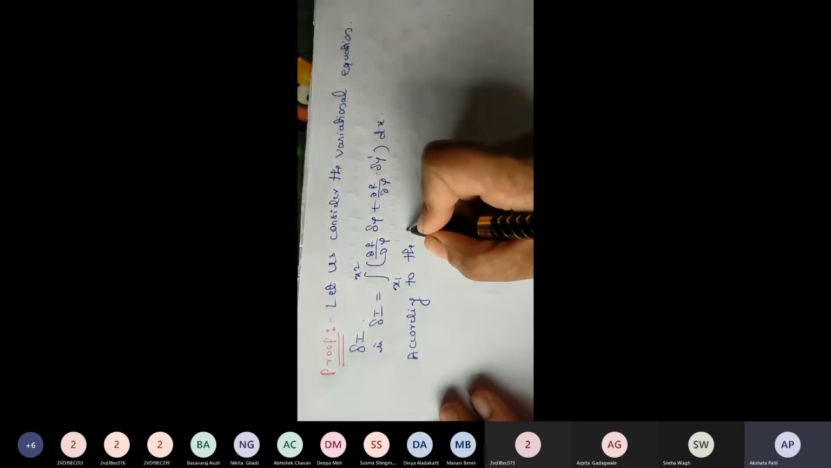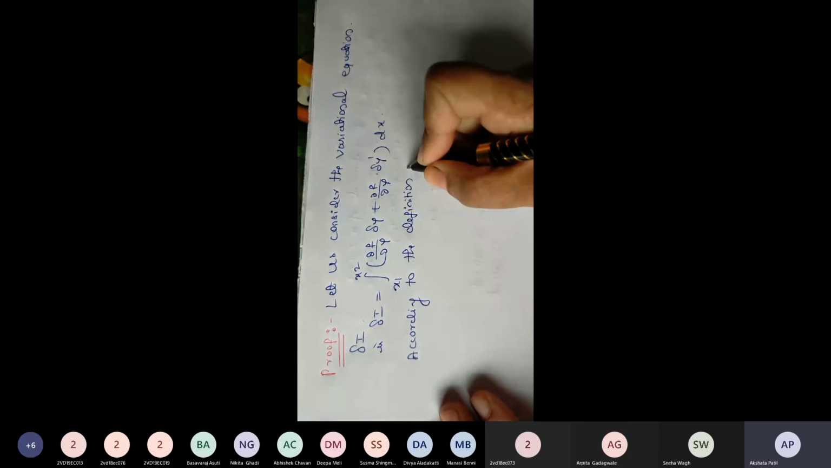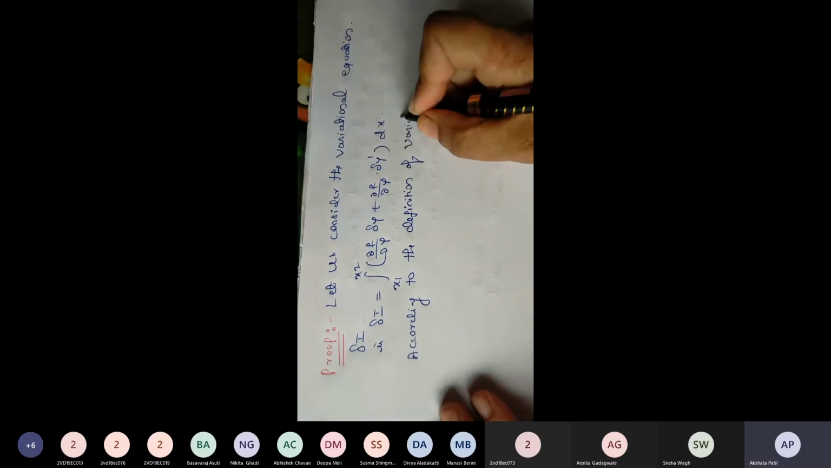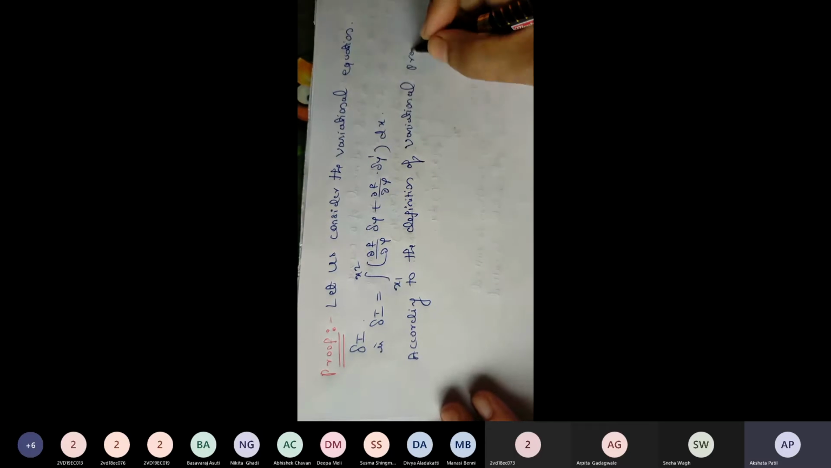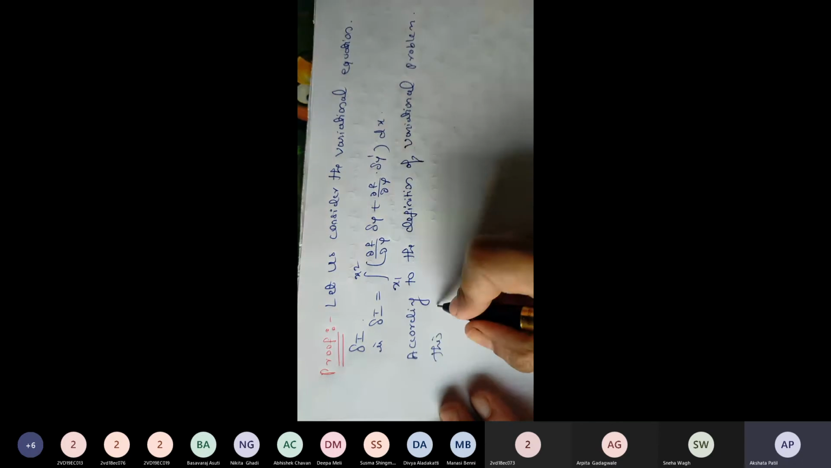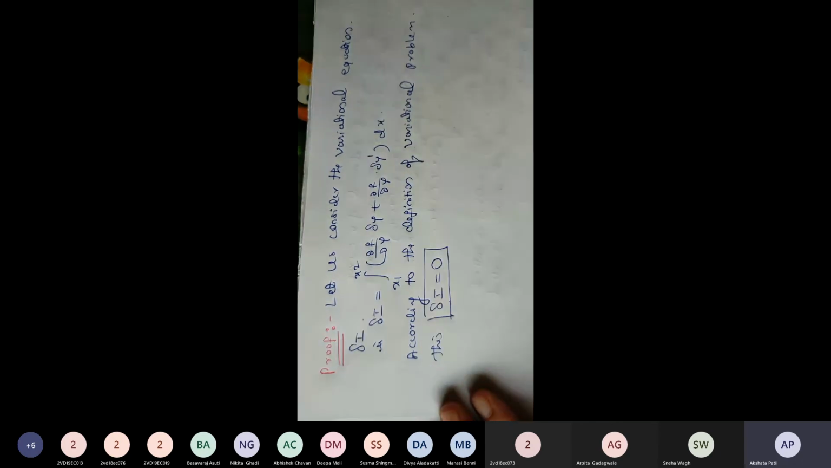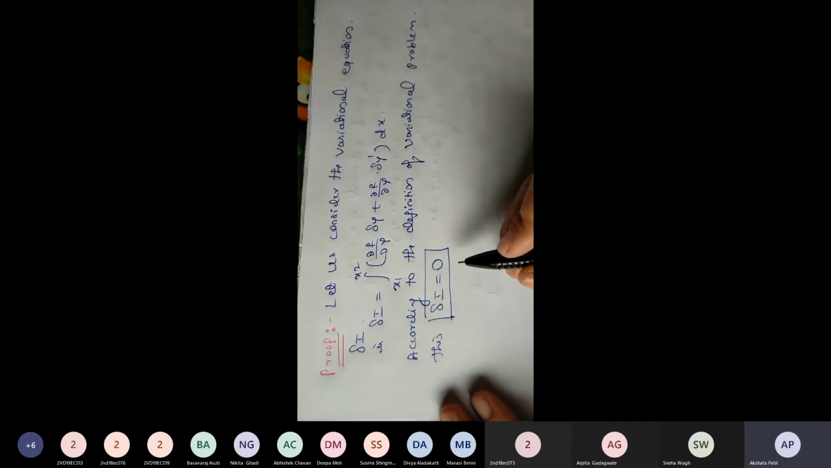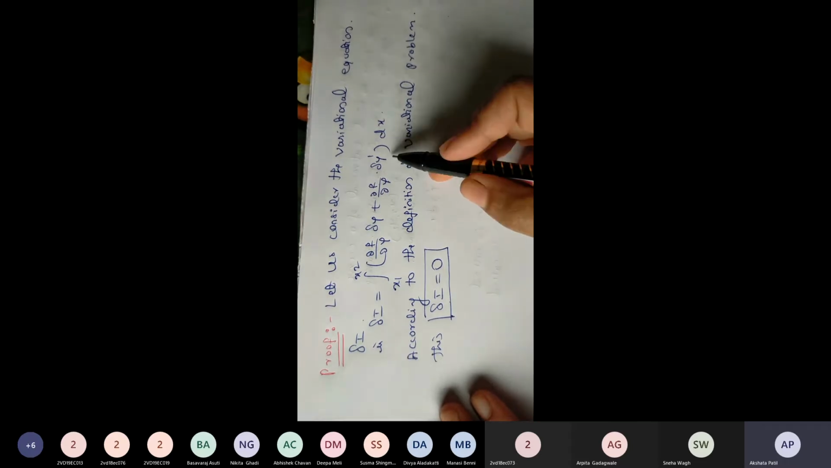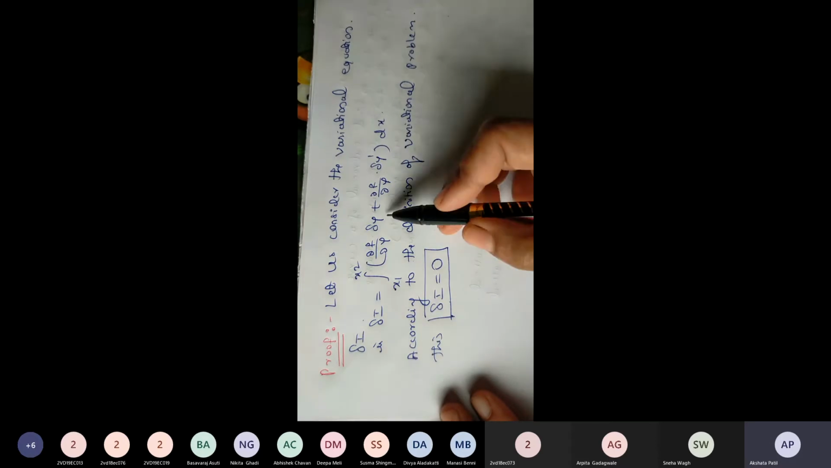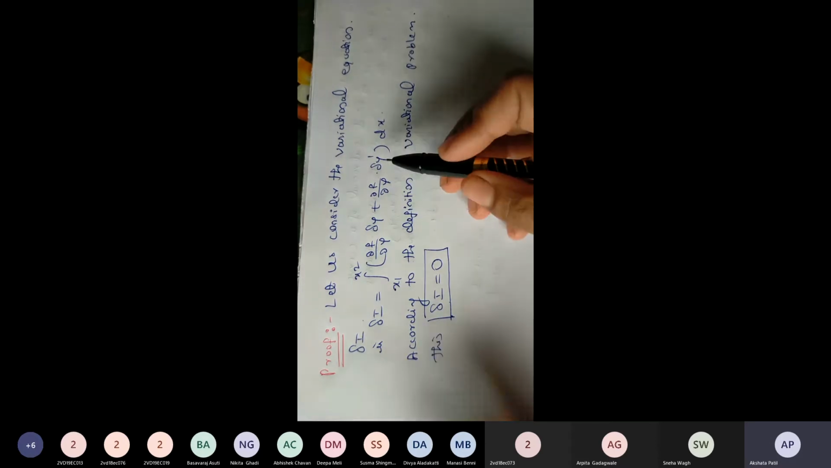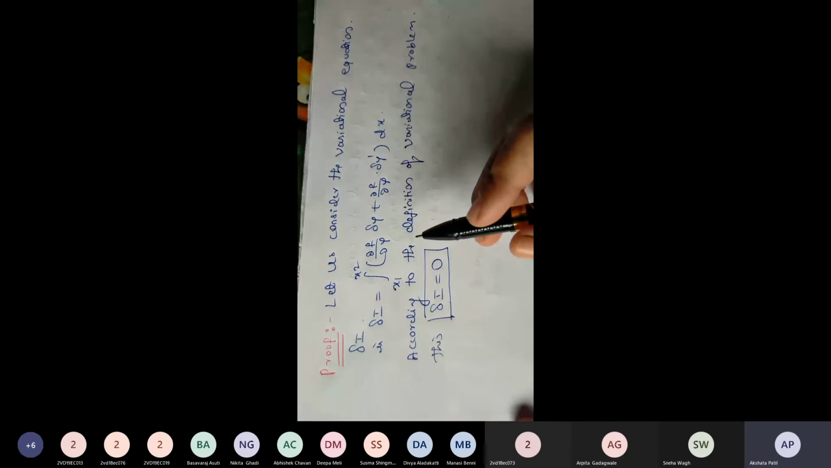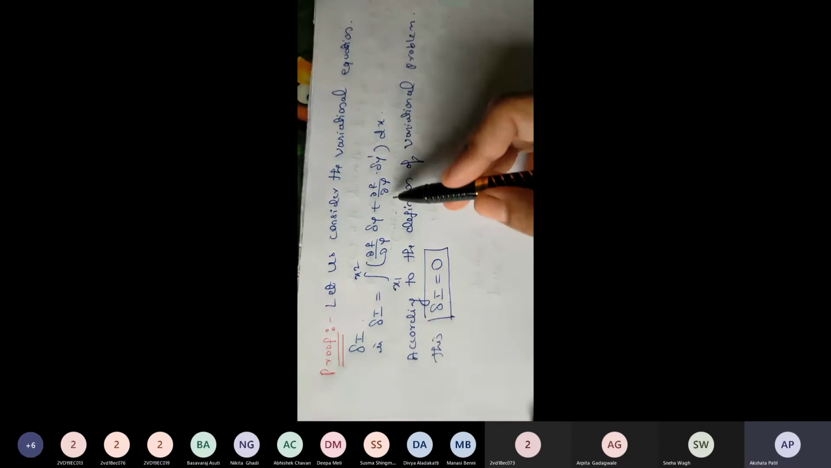according to the definition of variational problem, this delta I equals 0. Now we know that delta I equals 0 by the variational equation, which means the above integral is equal to 0. Is it right? Because by the definition this is nothing but the first variational function. So this is nothing but the first variational equation.